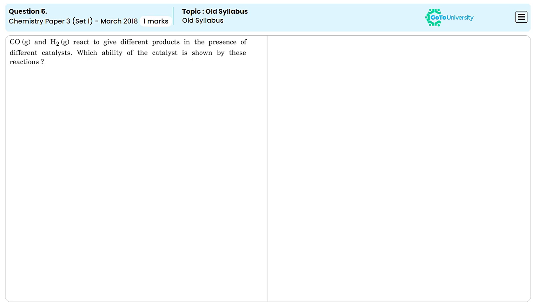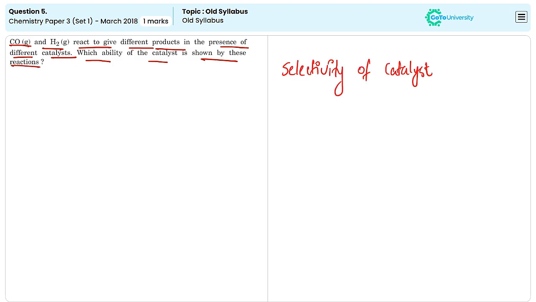It is given here. Carbon monoxide and hydrogen gases react to produce different products in presence of different catalysts. And the question is, which ability of the catalyst is shown by these reactions? The answer is selectivity of catalyst.